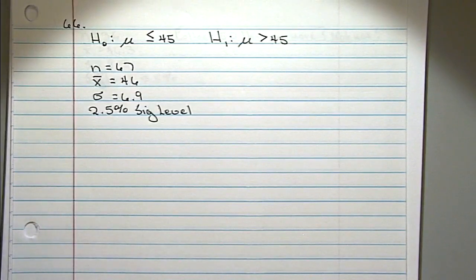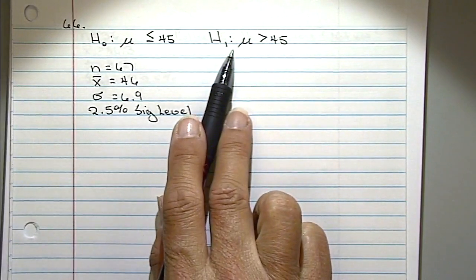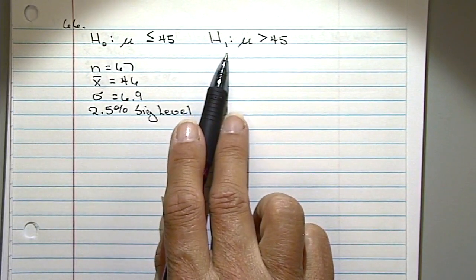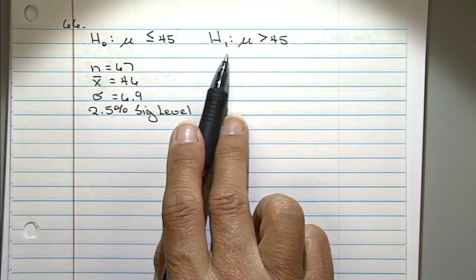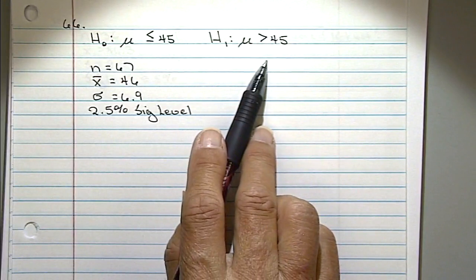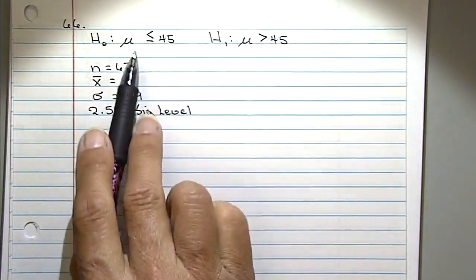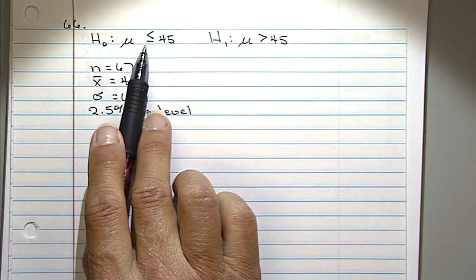Now, if you're developing your hypothesis statements yourself from the word problems, you always set up the alternative first. This is the hypothesis statement that the researcher is interested in. This is the question that is being asked in the research. He wants to know if the mean is greater than a certain number. So he asks that. And then he says, what's the alternative? Everything else. If it's not greater than, it has to be either less than or equal.